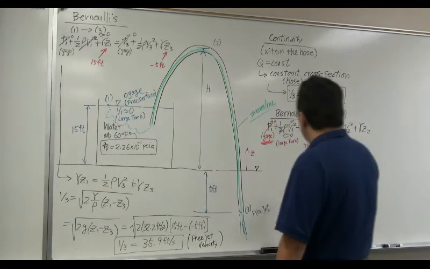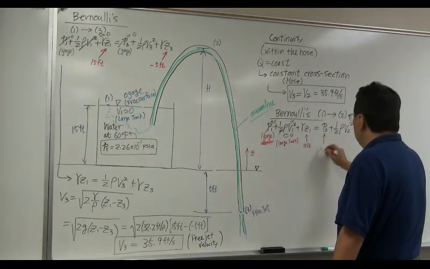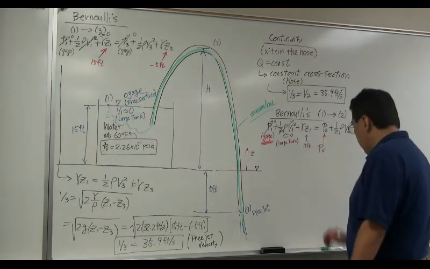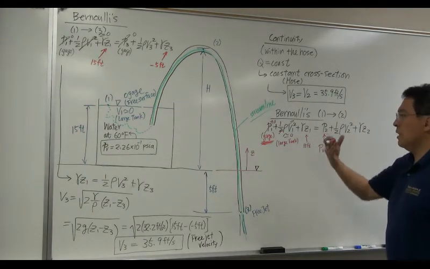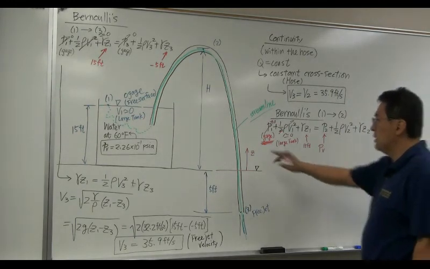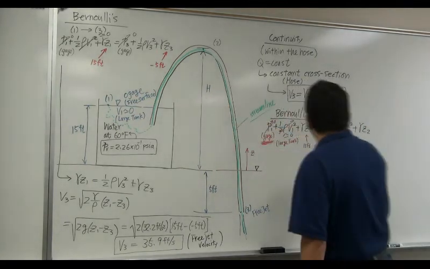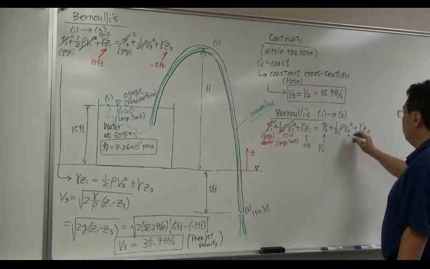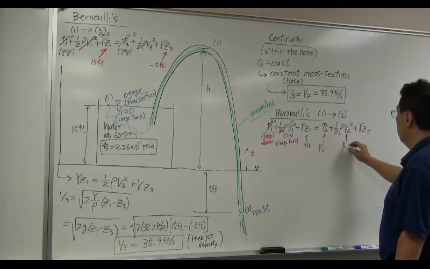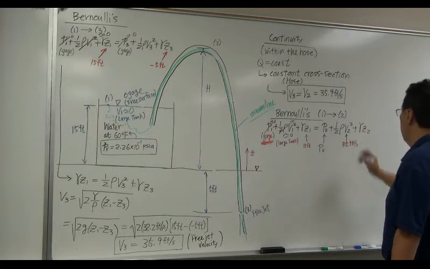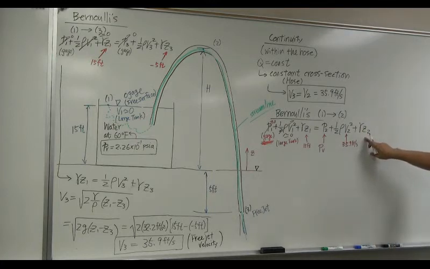Plug in this value here. So this P2, if it becomes the vapor pressure of a given temperature of water, that's where the cavitation begins. This actually determines the maximum value of H, okay? So, B2, we know that. This is B2. Z2 is H. That's what we want to know.